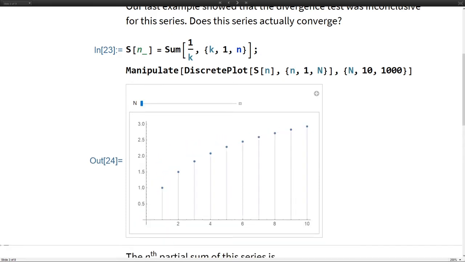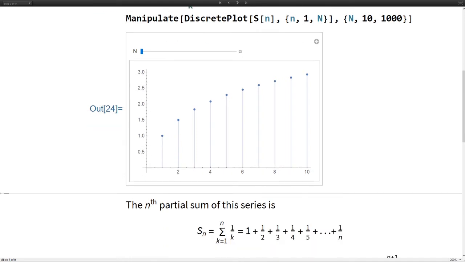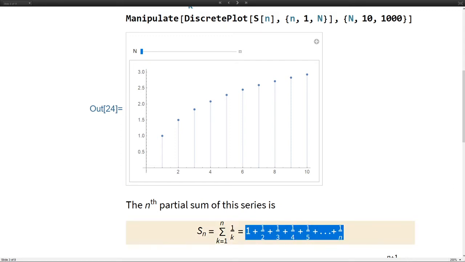So let's go ahead and try and figure this out analytically. So let's look at the nth partial sum, right? So each of these dots would represent, like, this is 1 plus 1/2, this is 1 plus 1/2 plus 1/3, and so on. So each one of these dots represent this sum right here.